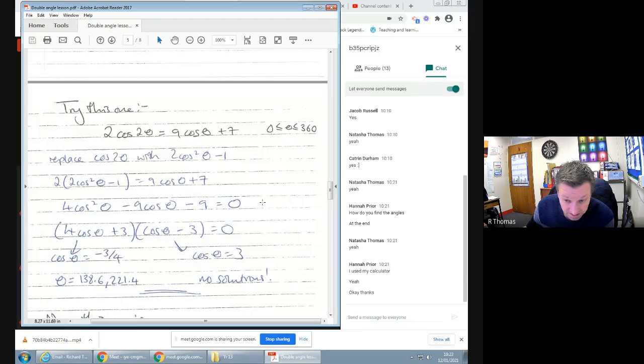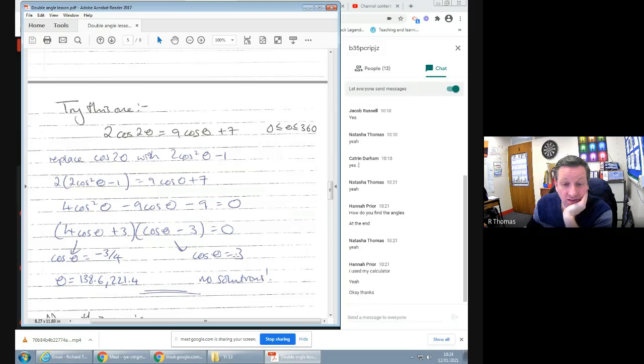You all seem to have gone for your calculator, which is absolutely fine, but make sure you know how to get all the solutions from your calculator. This factorizes into 4 cos theta plus 3, and then cos theta minus 3. Now this is the bit I was just alluding to. If cos theta minus 3 equals 0, take the minus 3 over, it becomes a plus, and you have cos theta equals 3. And there are no solutions for that.